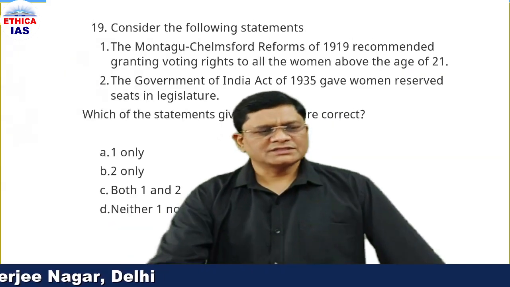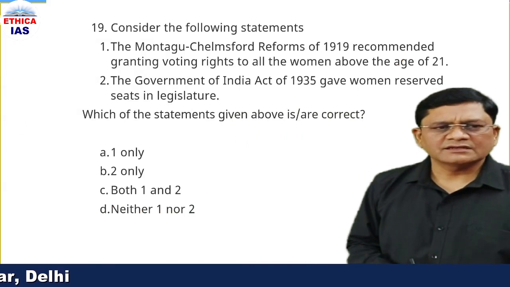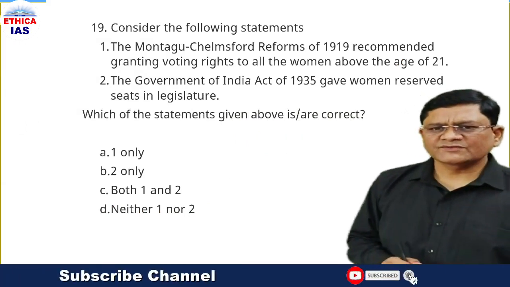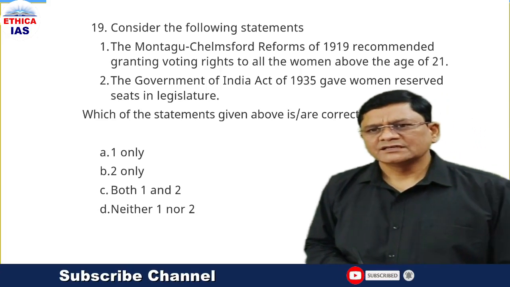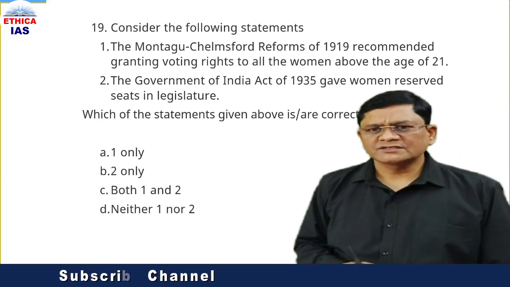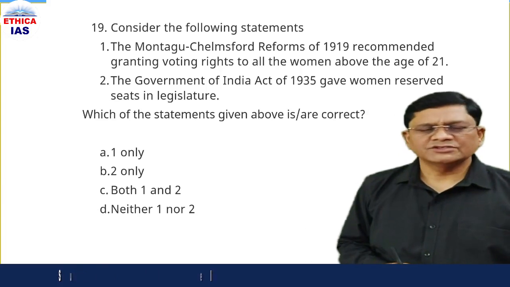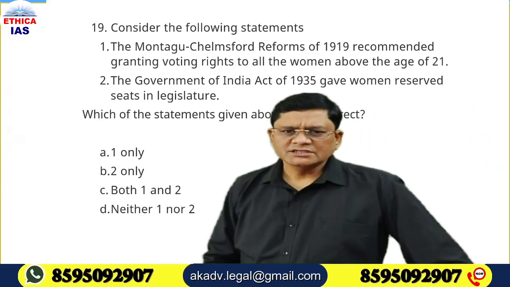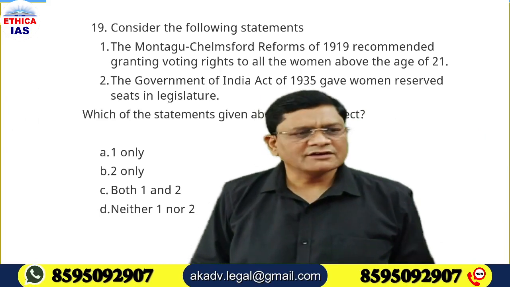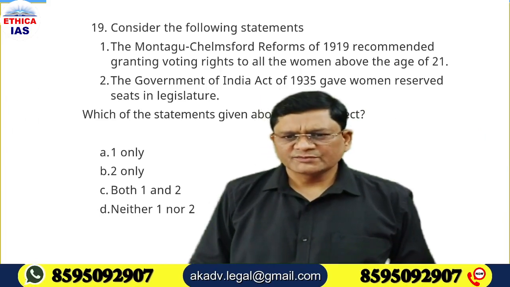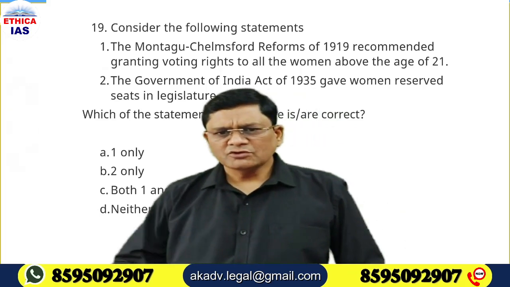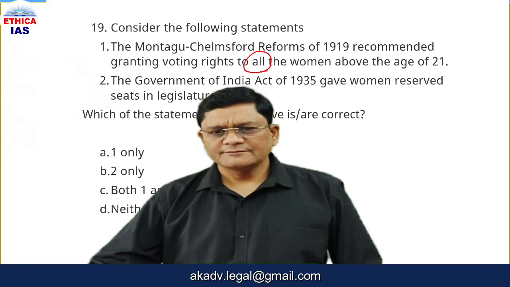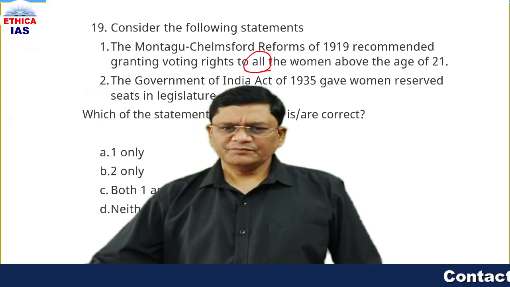And the last question, 19 questions were there in polity. So the last question is the Montagu-Chelmsford reform of 1919 recommended granting voting rights to all women above the age of 21. Yes, there was recommendation for voting rights of women in Montagu-Chelmsford reform, but not for all women. Not for all women. Not for all.